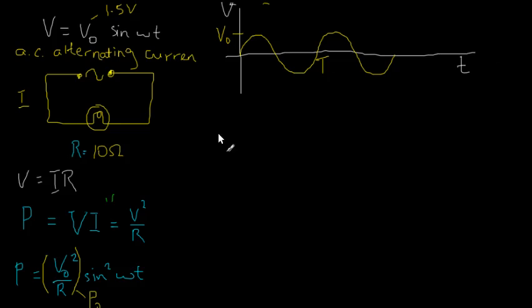I'll start with taking the square of the V. That's the period, that's 0, that's 0, that's 0 again. If I take the square of V, so this is V squared, then all the negative part of the graph would become positive. So the graph would look like this.